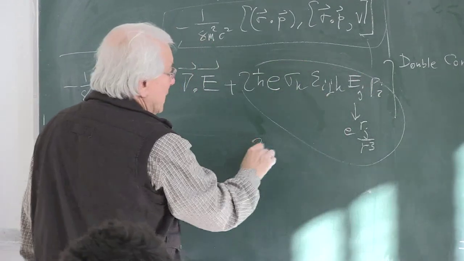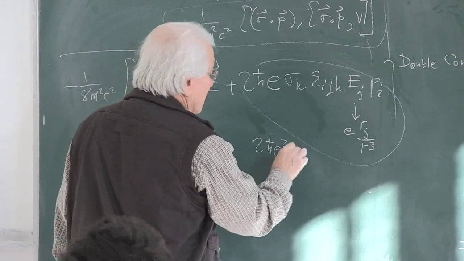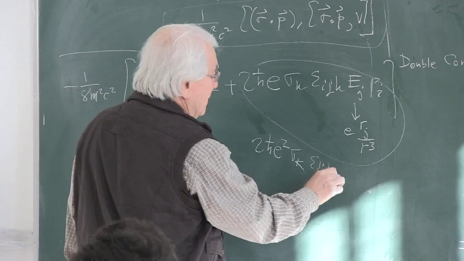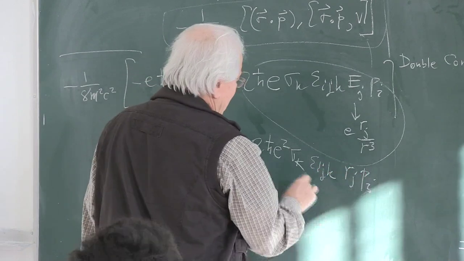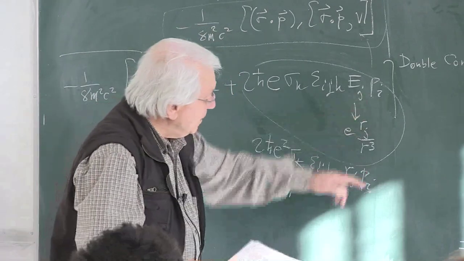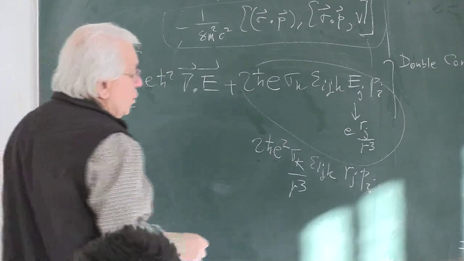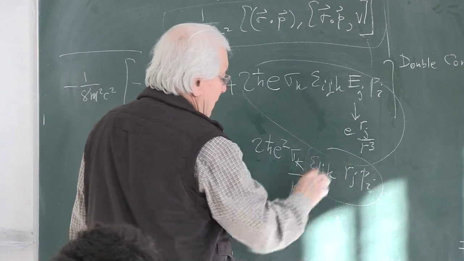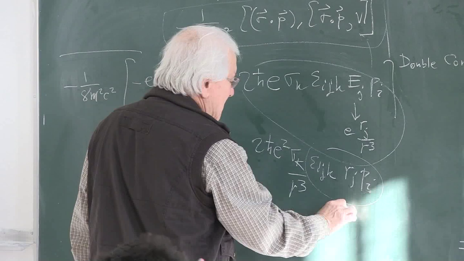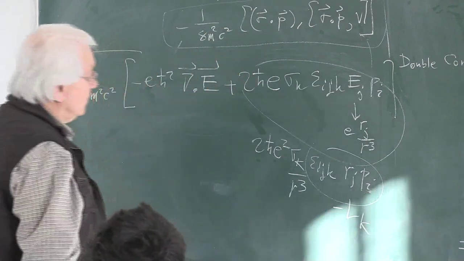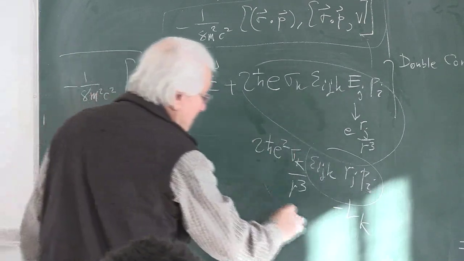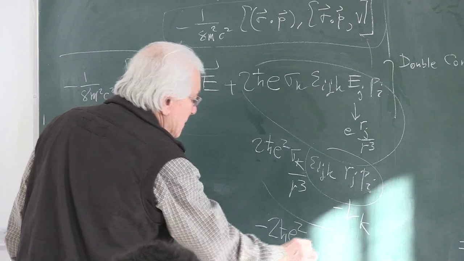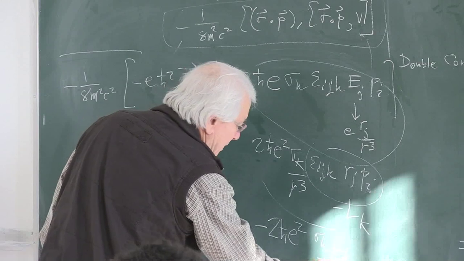What I have in here is twice h E squared times sigma_k times epsilon_ijk r_j p_i divided by r cubed. Signs are correct and E squared is correct. What is this? If I write it k i j, then it is j i order, therefore it is minus l_k. So this entire thing is now minus 2 h E squared times sigma_k l_k divided by r cubed.